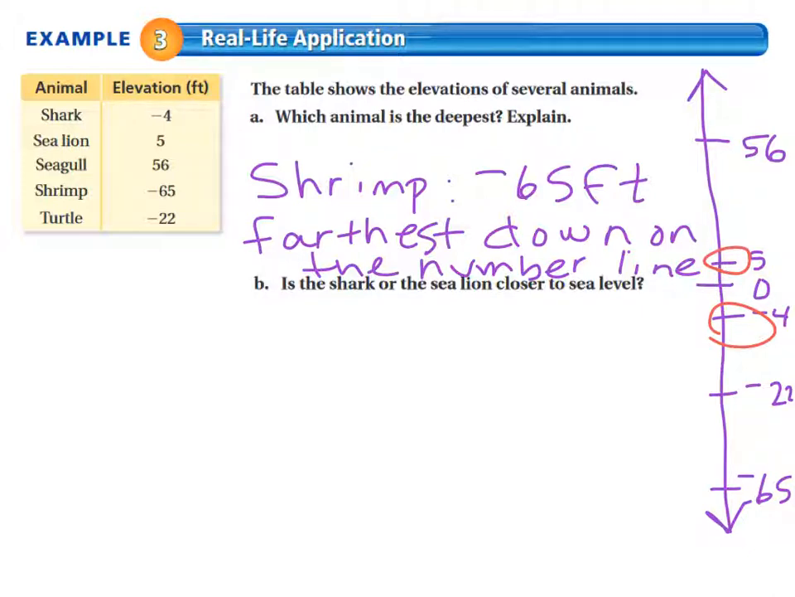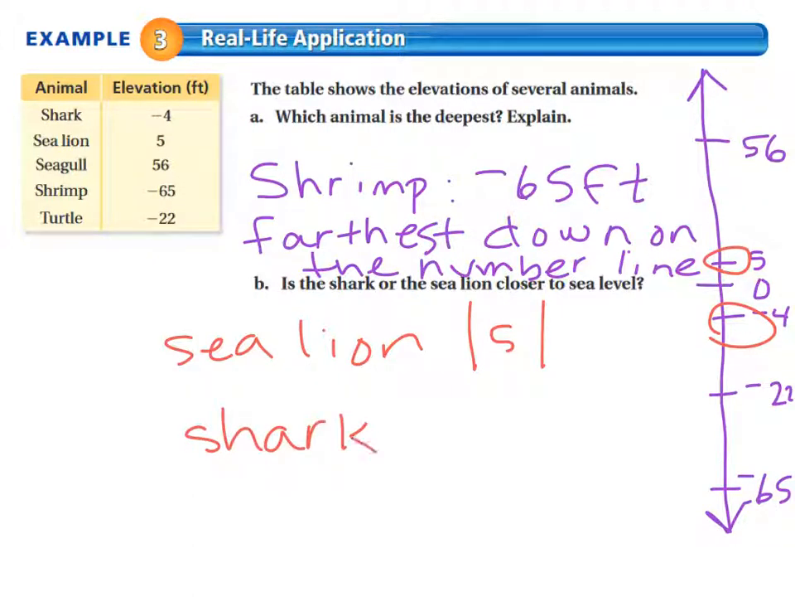So the sea lion, we're going to find the absolute value of 5, and for the shark, we're going to find the absolute value of -4. So if we look at the number line, the sea lion is 5 away from sea level, and the shark is 4 away from sea level. So which one is closer to sea level? That's going to be the shark.